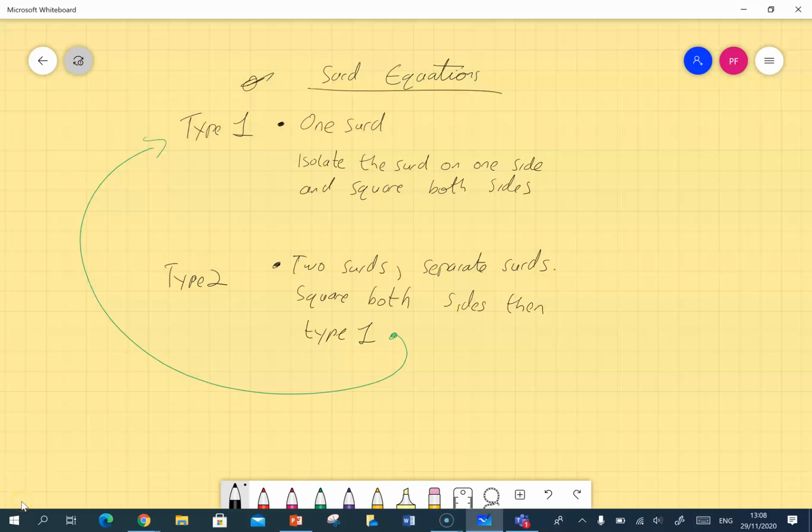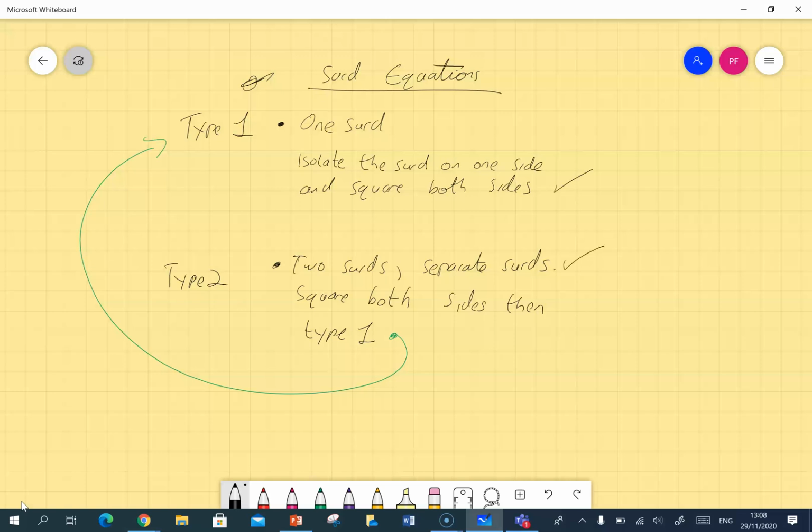Okay, solving surd equations. There's two types of surd equations you're going to have. You're going to have type 1, where you have one surd. If there's only one surd in the equation, isolate the surd on one side on its own, square both sides, and you'll solve.